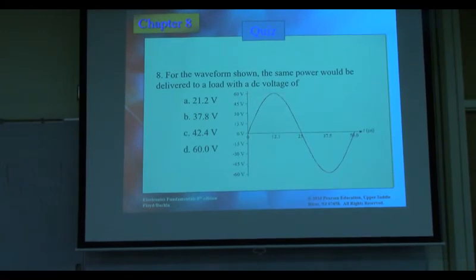For the waves shown, the same power would be delivered to a load by a DC voltage equal to... Don't tell, okay? Everybody think about this. This is important. Keep it to yourself, then I will ask. First, I will try to understand the question, right? Same power, we mentioned this a lot, same power for AC and DC. What are we talking about? Three letters. What is it? RMS.